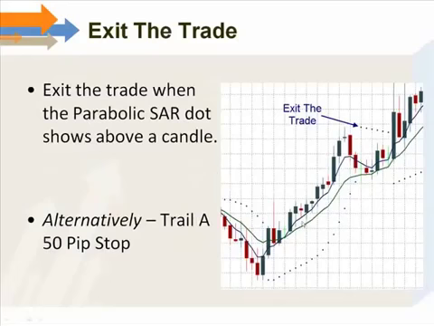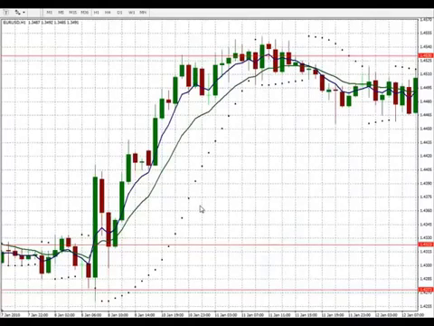We stay in this trade until the parabolic SAR dot appears above a candlestick, which in this case happened here. And alternatively, if you wanted to use the other method of exiting a trade with this system, you could trail your stop at 50 pips and hopefully ride out the trend. When you're just starting out, use this method, exit the trade when the parabolic dot appears above a candlestick. Let's take a look at this on some real charts in MetaTrader and show you some real examples of long trades.